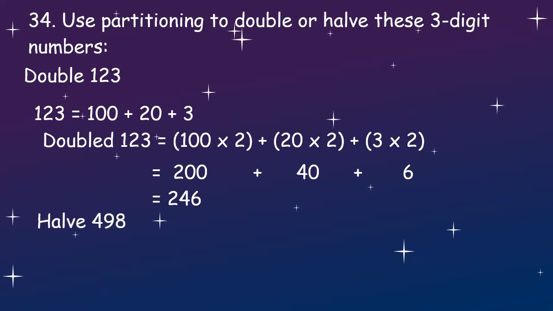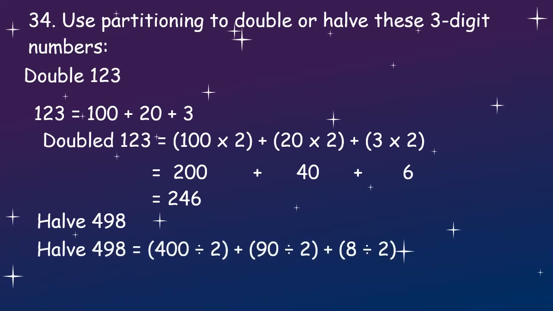Next is half of 498. First, let's partition 498 into 400 plus 90 plus 8, and let's divide each by 2. 400 divided by 2 is 200, 90 divided by 2 is 45, and 8 divided by 2 is 4. So half of 498 is equal to 249.